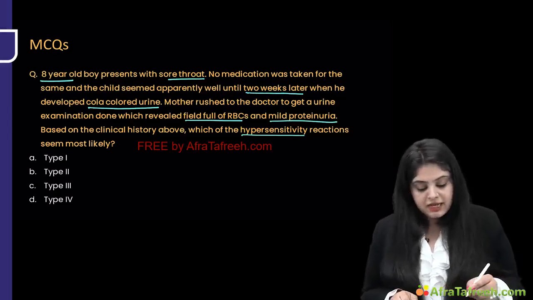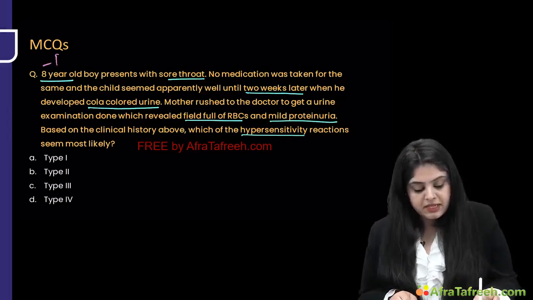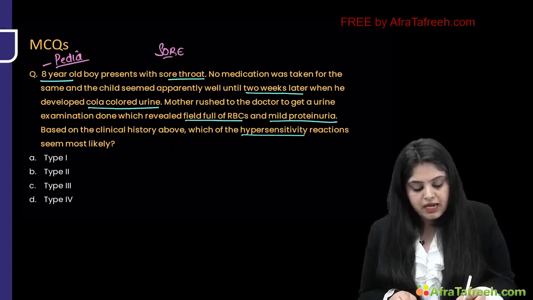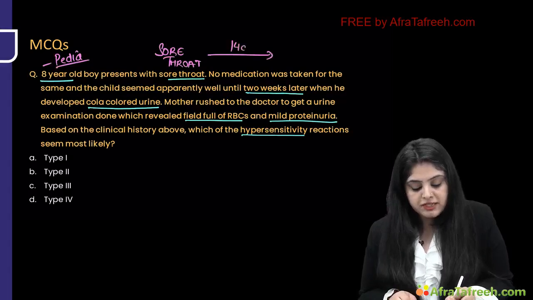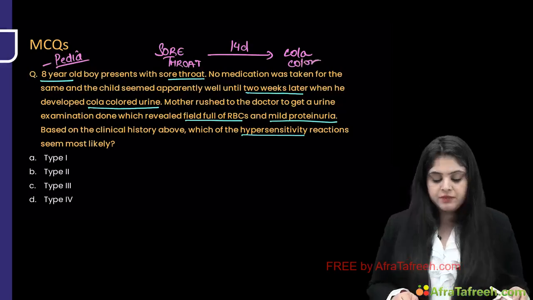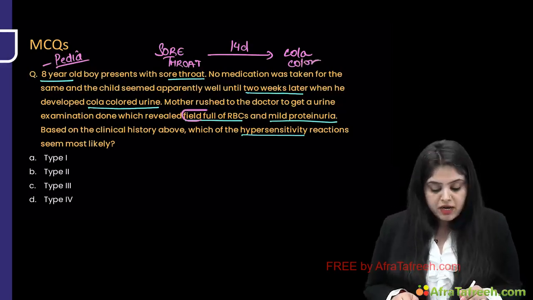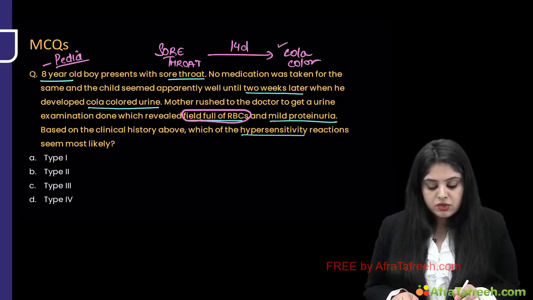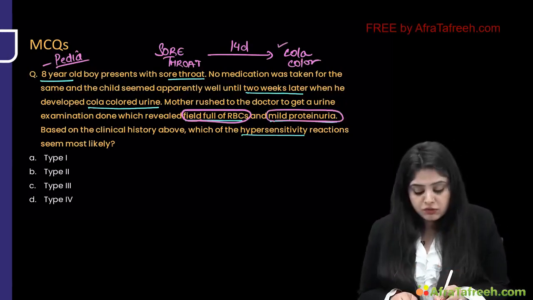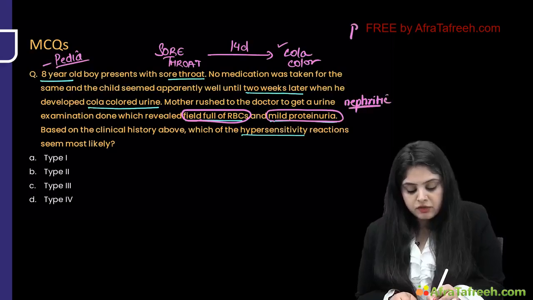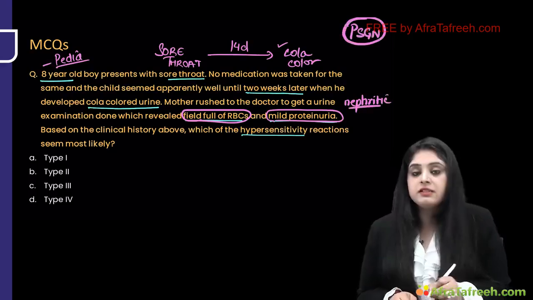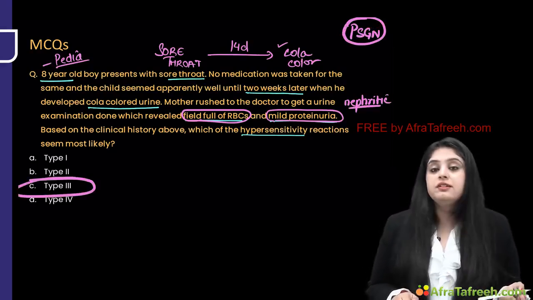So firstly guys, I see there is a kid. I have some pediatric disorder mentioned. Then I have a history of a sore throat, and how much time later? 14 days later, there is cola color urine that the mother has told you about. Also, a field full of RBCs tells me hematuria and mild proteinuria. I am also certain that we are in the nephritic range only. This is a classical case of post-streptococcal glomerulonephritis, and I told you that it falls under type 3.